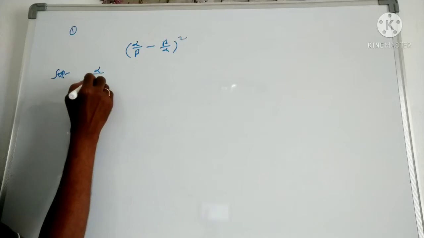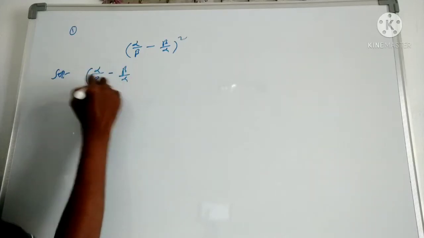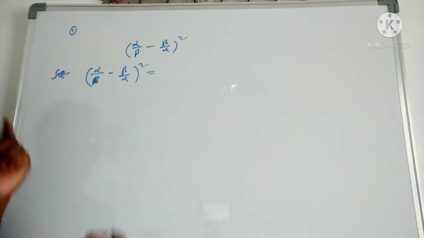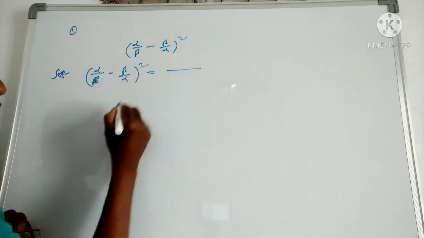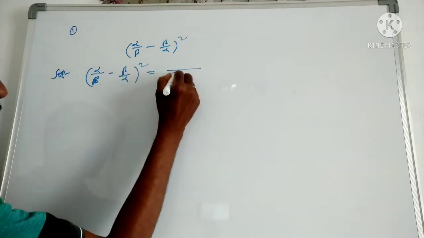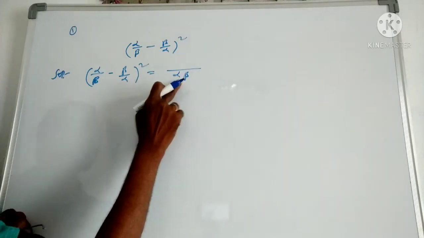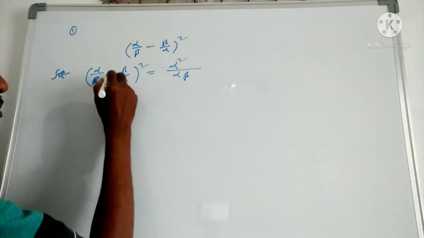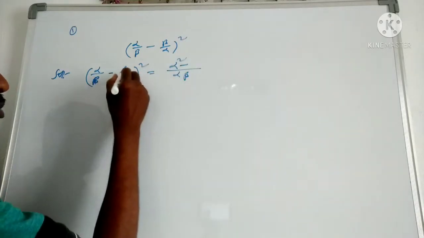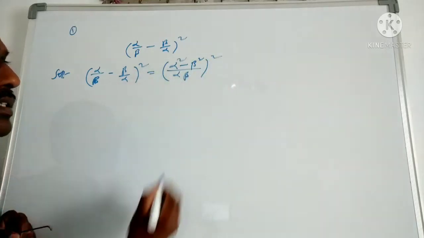Alpha by beta minus beta by alpha of a whole square, which is equal to, take the LCM in the bracket term. What will the LCM be? Alpha into beta is the LCM. After taking LCM, alpha into alpha gives alpha square, minus beta into beta gives beta square, of a whole square as it is.